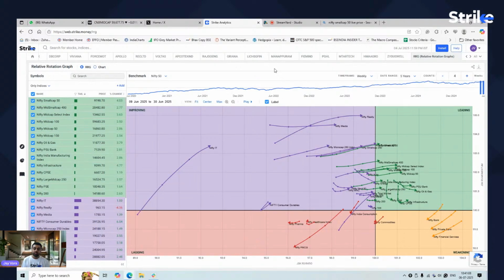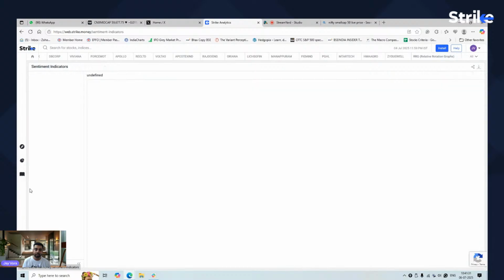RRG becomes extremely helpful when you know that the index is going to turn around and rise higher. So for that, you have to have a view on the index, right? And for how to form a view on the index, we have made several webinars in the past about the sentiment indicators which we have over here. So when you hover over here, there is something called sentiment indicators.